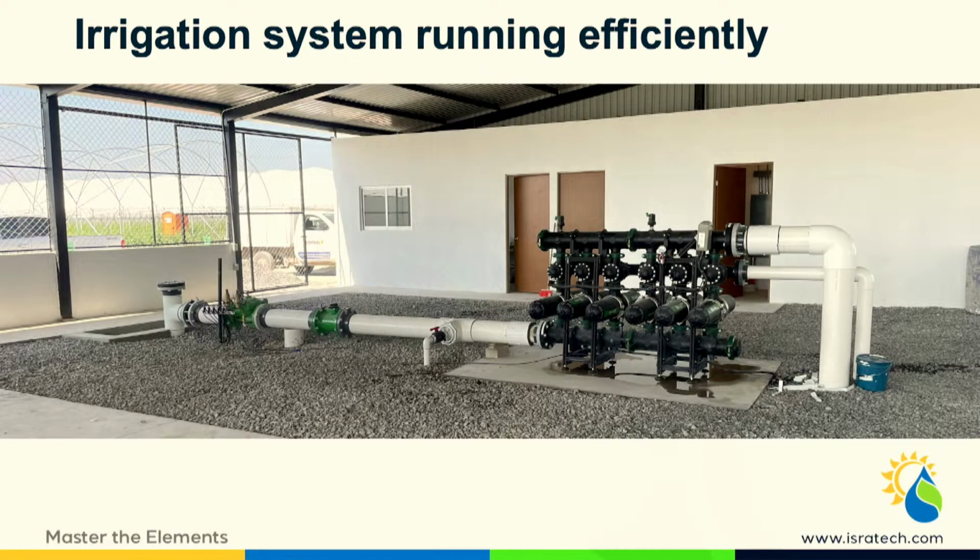So this is our objective, to have an irrigation system running efficiently. But to get to this point we have to include different factors, different steps. We have to get the right dimensions. We have to get the right equipment. We have to get the right practices.